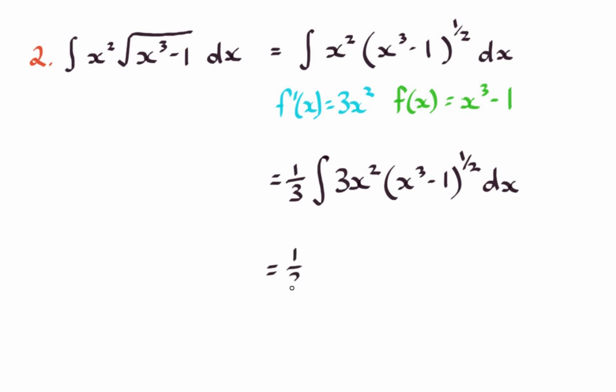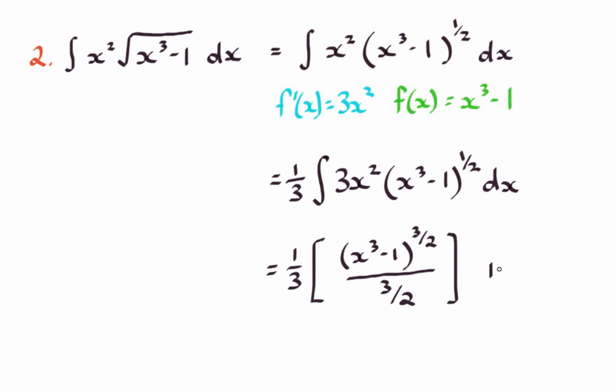So we have 1/3, and now we're going to follow the rule. We say here's my f of x, so my x cubed minus 1. I'm integrating, so I raise the power by 1. So a half plus 1 is 3 on 2, and then I put it over that new power. Constant of integration, don't forget that.